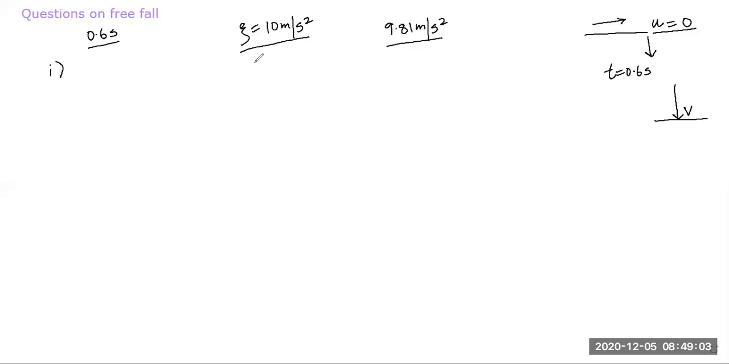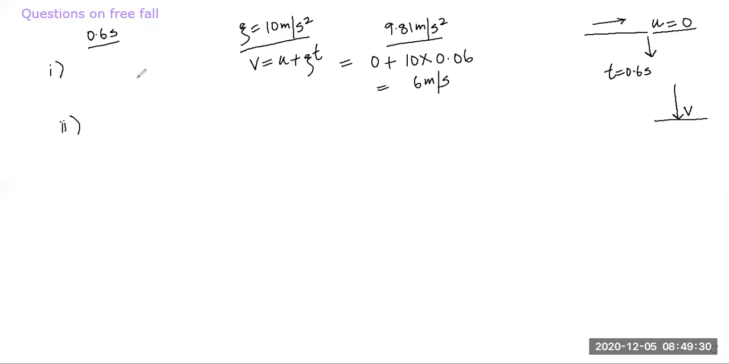First equation of free fall. We will use the equation v is equal to u plus gt. Correct. That is equal to u is 0 plus we will take g as 10 into time 0.6 seconds. So we got it. The answer is 6 meter per second.